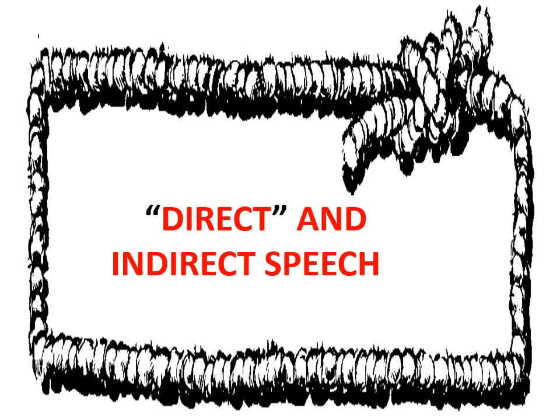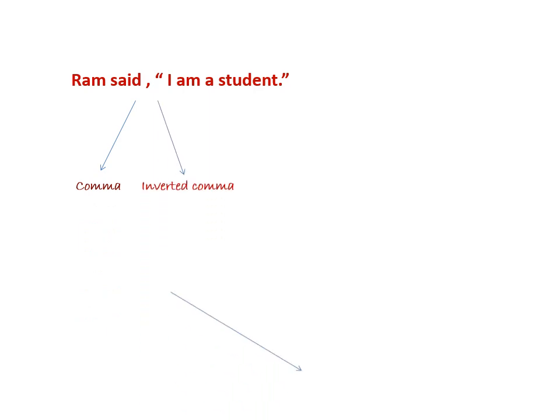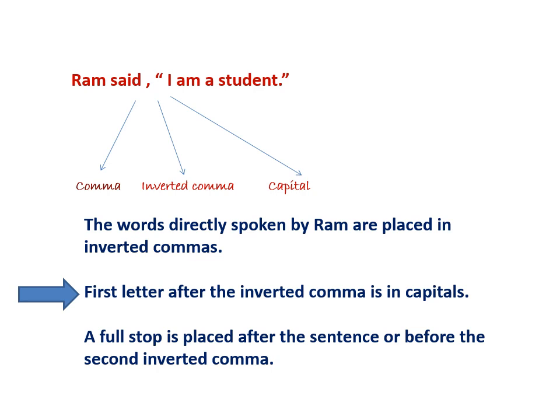Before that, let's look at one basic sentence which is in direct speech. Our sentence is: Ram said, "I am a student." As you can see, after "Ram said," the exact words spoken by Ram are written. First we insert a comma, then the first inverted commas, then the first letter has to be in capital, that is I, or any other letter of any word. "I am a student." End the sentence with a full stop and the second inverted commas. You can see comma, inverted commas, and capital. These are the three basic rules to write a sentence in direct speech.